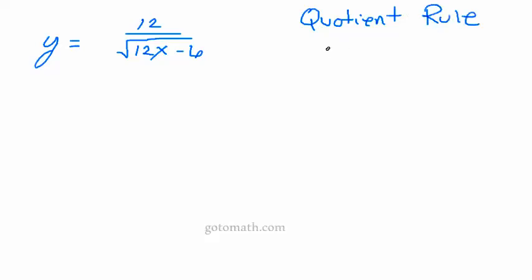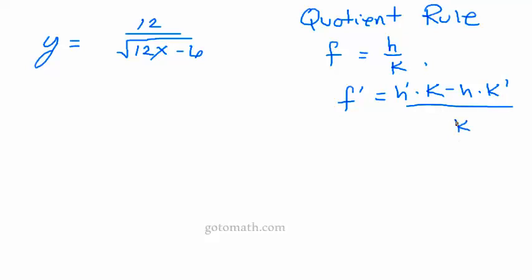And the way it works is, let's say we had h of x, we're leaving off the of x part, and k, and we want to take the derivative of this. So f prime is equal to h prime times k minus h times k prime, over k quantity squared. So these are all functions.